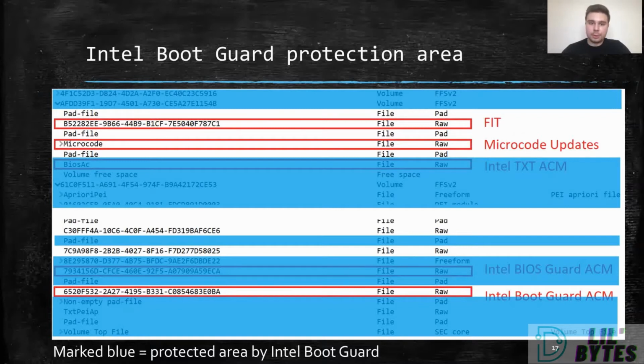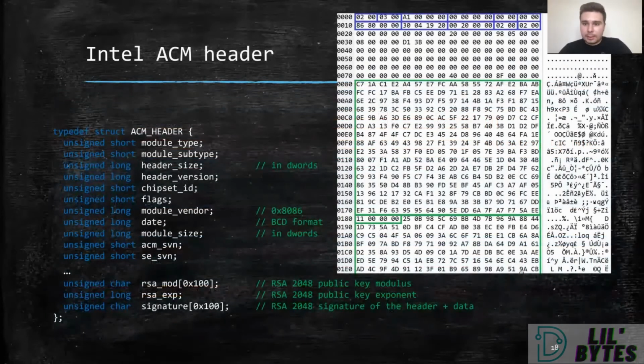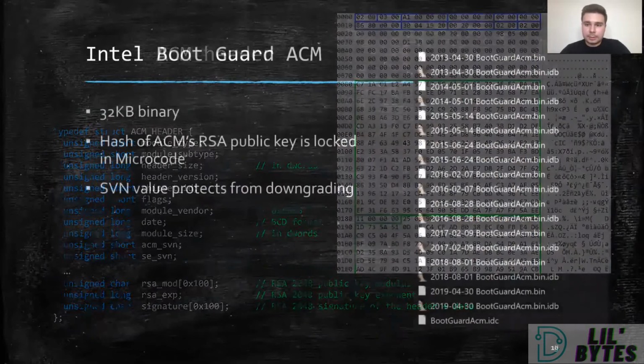So what can be achieved that way? To find this out, let's look at the ACM header format. We have already seen something similar today in the microcode header structure. We see here a chipset ID field, which is always 0, a build date, security version numbers, and an RSA signature with the key to verify it.